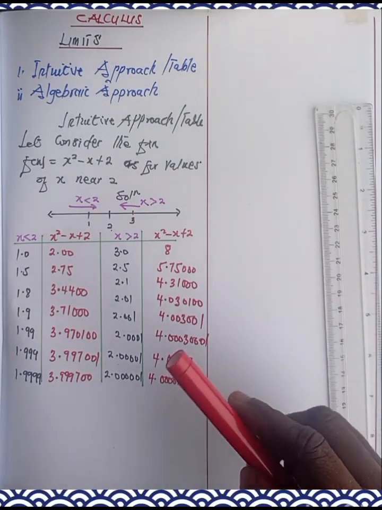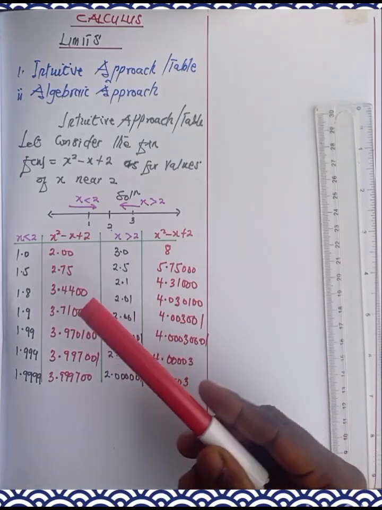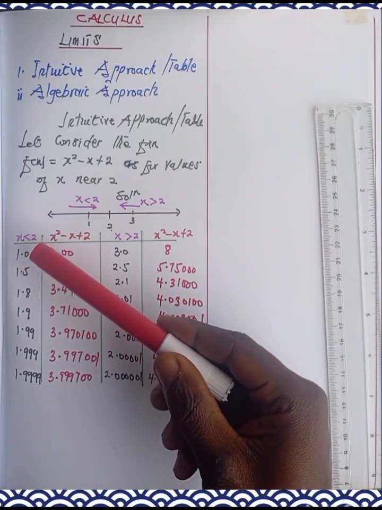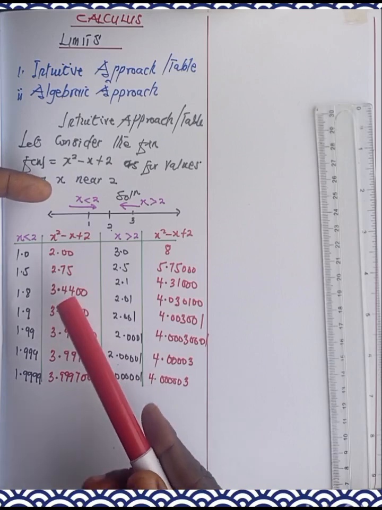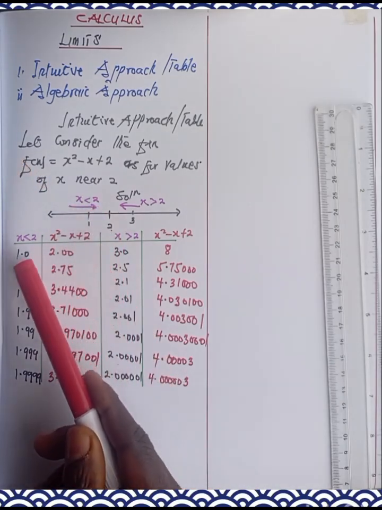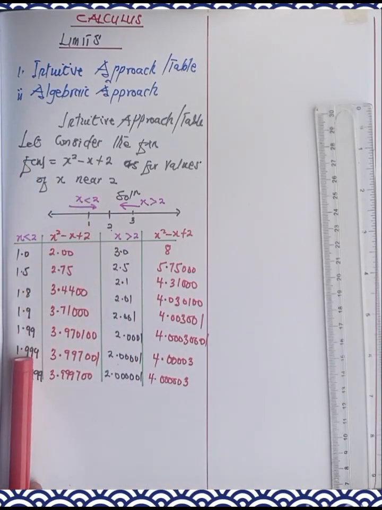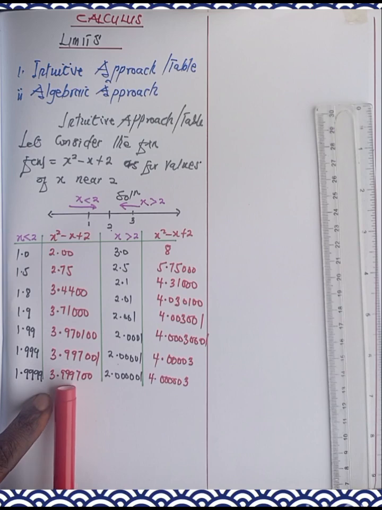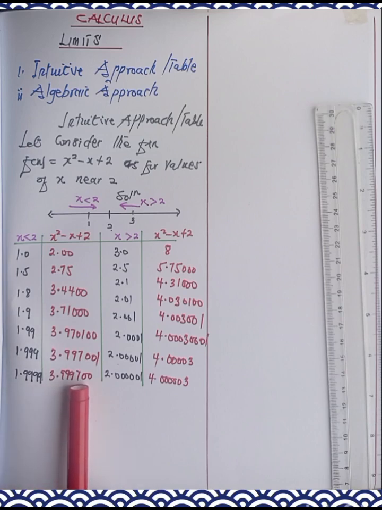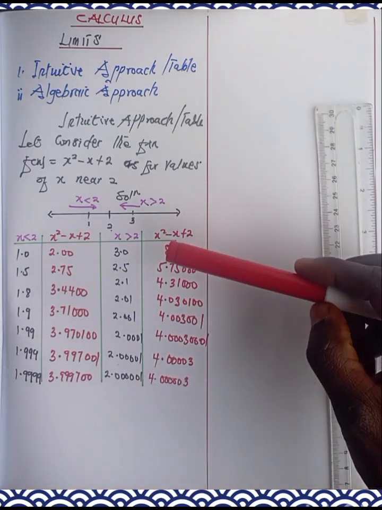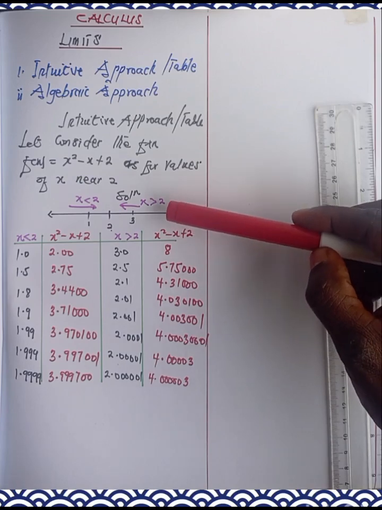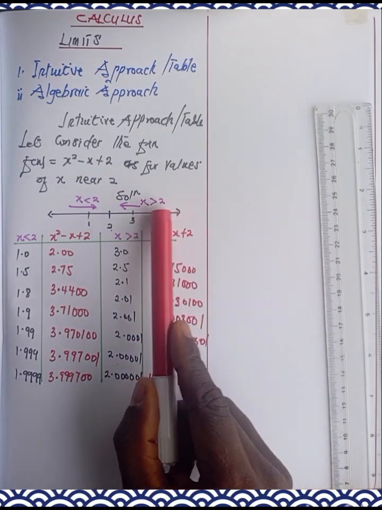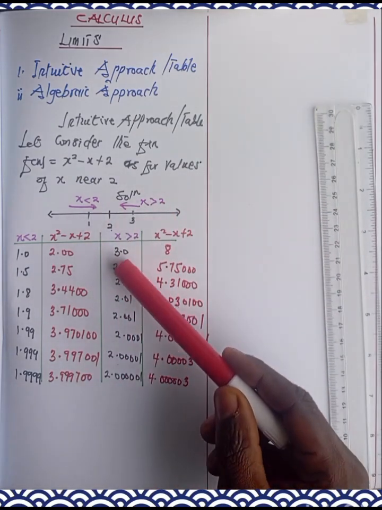So from the table we can observe that as the value of x approaches 2 from the left, that is the values of x approaching 2 from the left, we are saying that the limit of the function is approaching a certain value, and that value is what? 4.